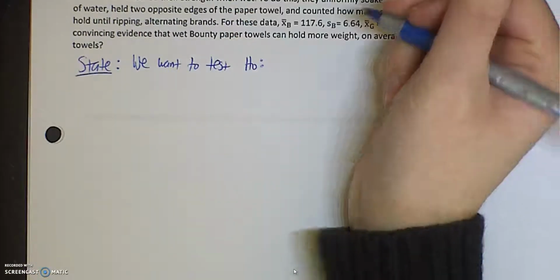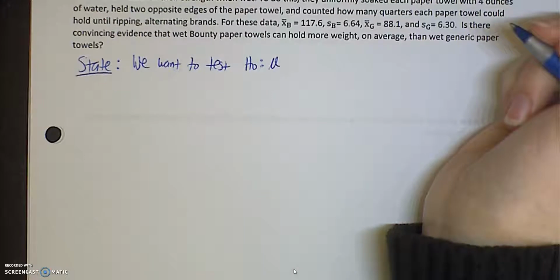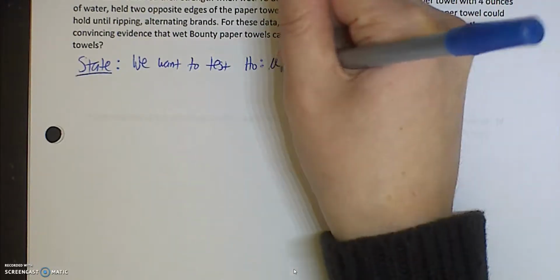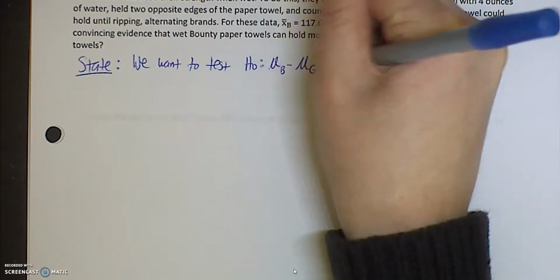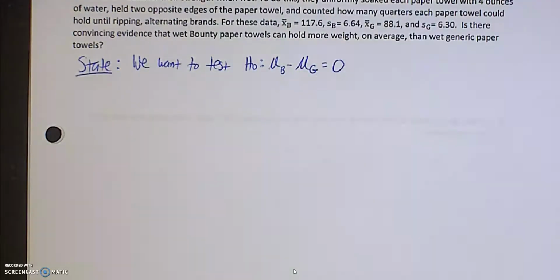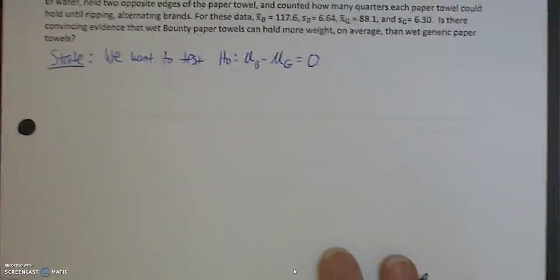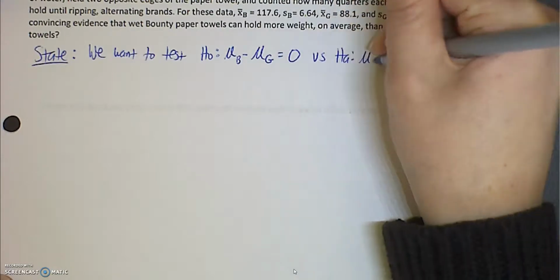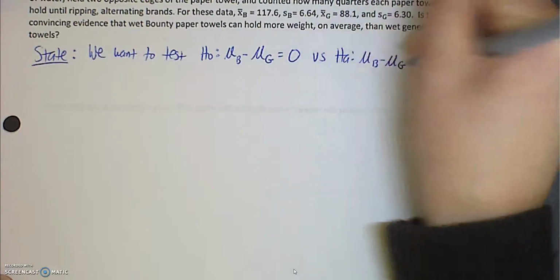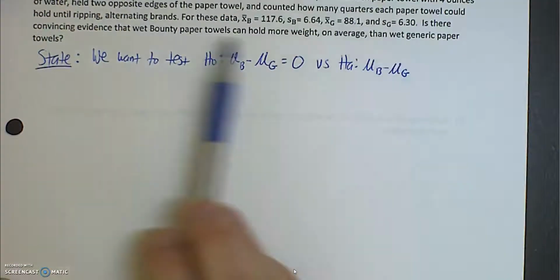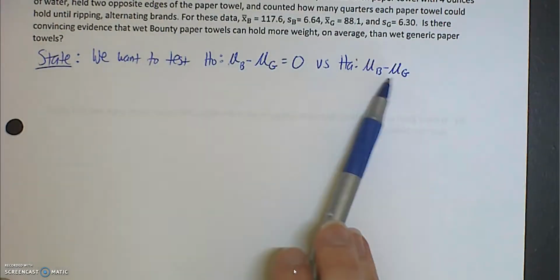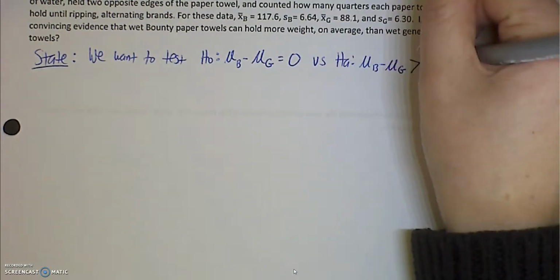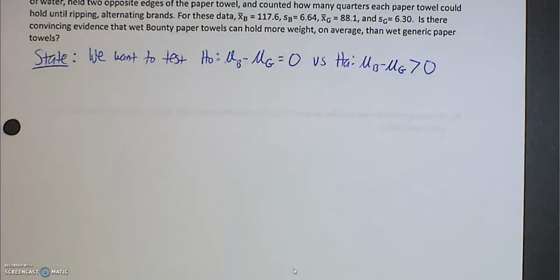are null, H sub O, comparing the true mean, notice how I'm using mu here, of Bounty minus the mean of generic. We're going to say that there is no difference. That's what we're claiming, that they're the same. But then we want to test it versus our alternative. And so we wanted to say if Bounty could hold more, which would mean that the mean of Bounty would be greater than the mean of the generic, which would mean the difference between the two would be a positive number, greater than 0. Okay?